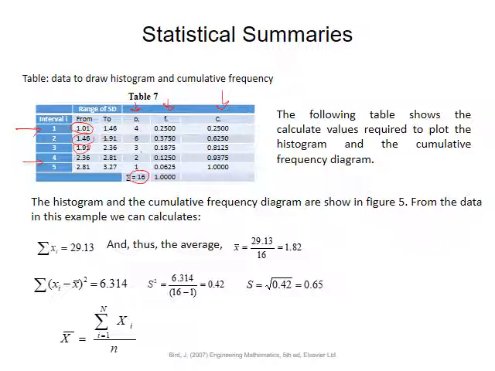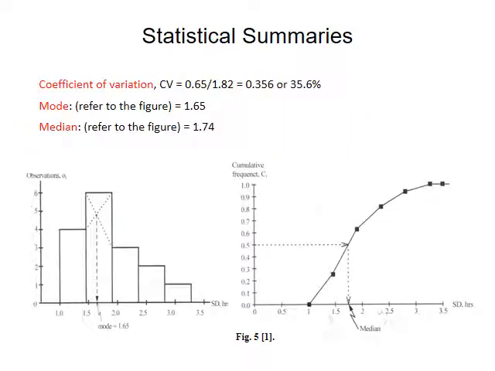Now, the summation of all values. Okay, this is the summation. If divided by 16, it gives me the average. And for the variance, the deviation, xi minus x bar squared, from the samples we have. If we divide it by n minus 1, 16 minus 1, it gives me the variance. If we take the square root, as you can see here, it gives me the standard deviation. Now I can also find the coefficient of variation by dividing the standard deviation over the average multiplied by 100%.